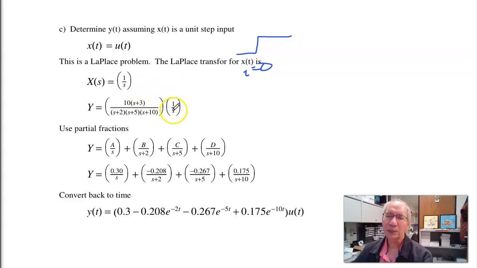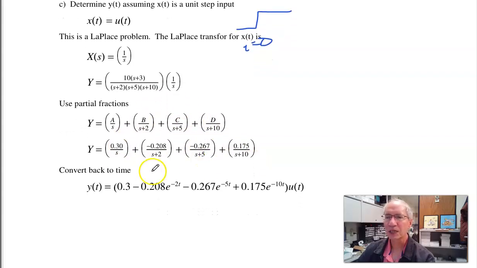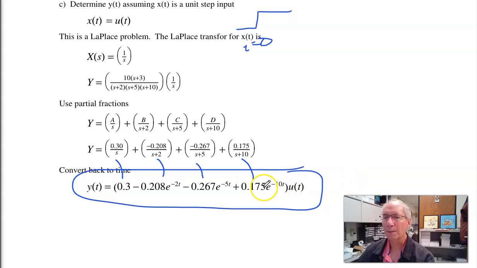This is not in my table of Laplace transforms, but I can use partial fraction expansion. There's something over s, something over s plus 2, s plus 5, s plus 10. Do partial fractions, you get your numbers. And what that tells you is now take the inverse Laplace transform. y of t is 0.3, minus 0.2 e to the minus 2t, minus 0.26 e to the minus 5t, plus 0.15 e to the minus 10t for time positive. So there's y of t.